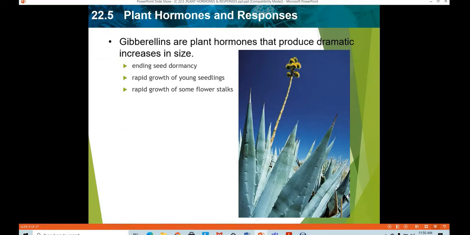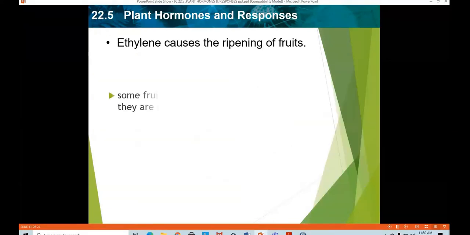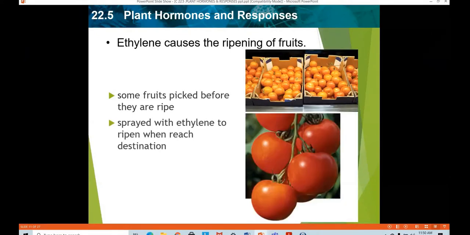They end the seed dormancy, and they also help in the rapid growth of some flower stalks. That means basically they help in the growth of the plant. Then we spoke about ethylene. It is used in the ripening of the fruits. It is also naturally produced in the fruits, which helps in their ripening. And some commercial farmers spray ethylene gas on top of the fruits in order to cause quick ripening. Okay, so ethylene's function is causing the ripening of the fruits.